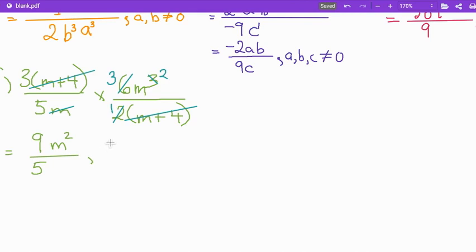Now for the restrictions, remember, yes, m cannot be equal to 0 because m is on its own in the denominator. Also, we have this expression, this binomial of m plus 4. So if m is negative 4, this binomial equals 0.